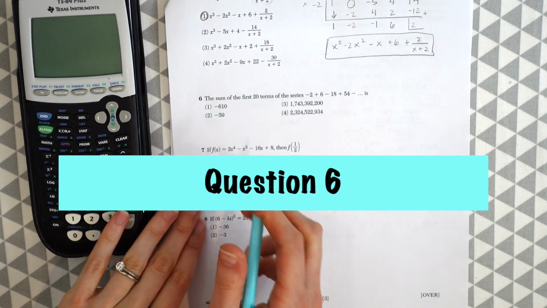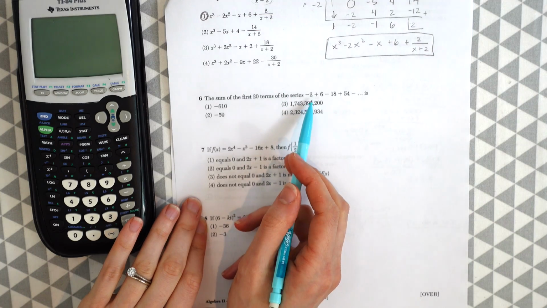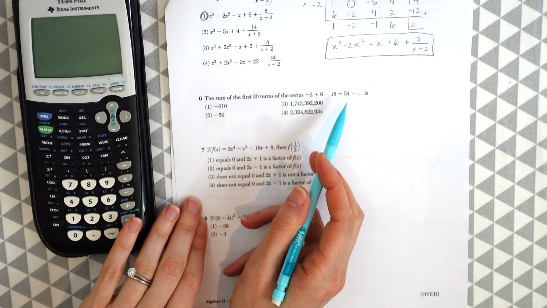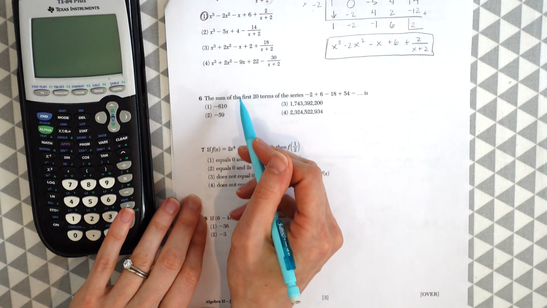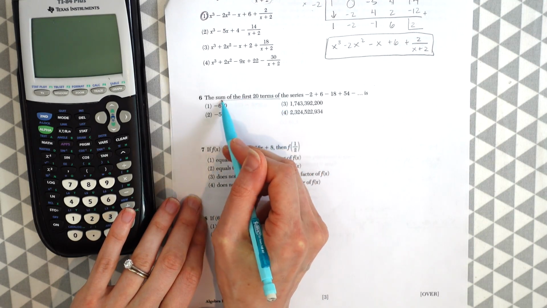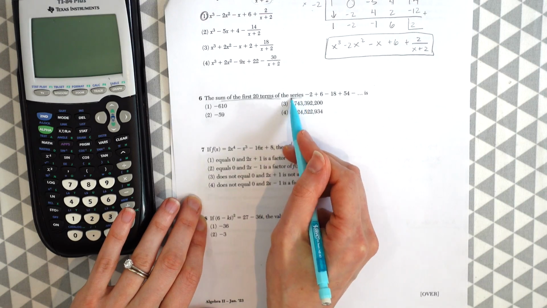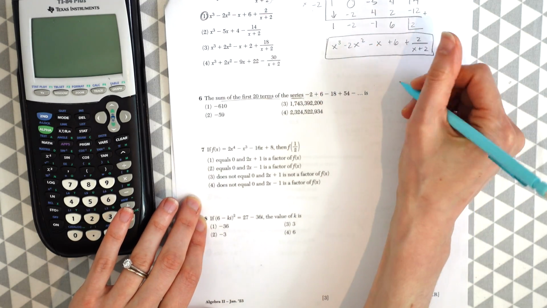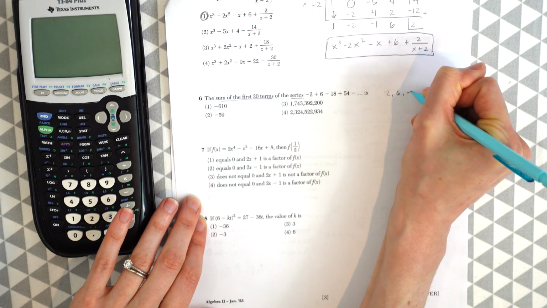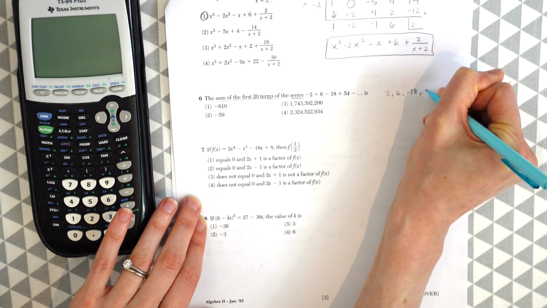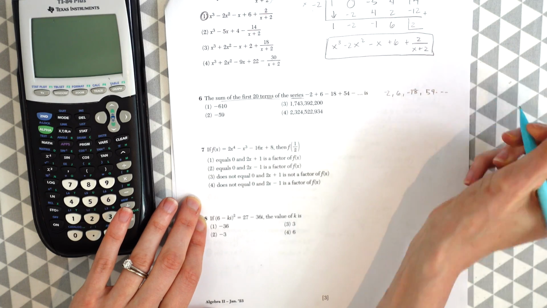Question number 6. The sum of the first 20 terms of the series -2 plus 6 minus 18 plus 54, and the pattern goes on, is what? So we want the sum of the first 20 terms of this series. So if we look at the pattern of this series, we have the numbers -2, 6, and the pattern goes on.